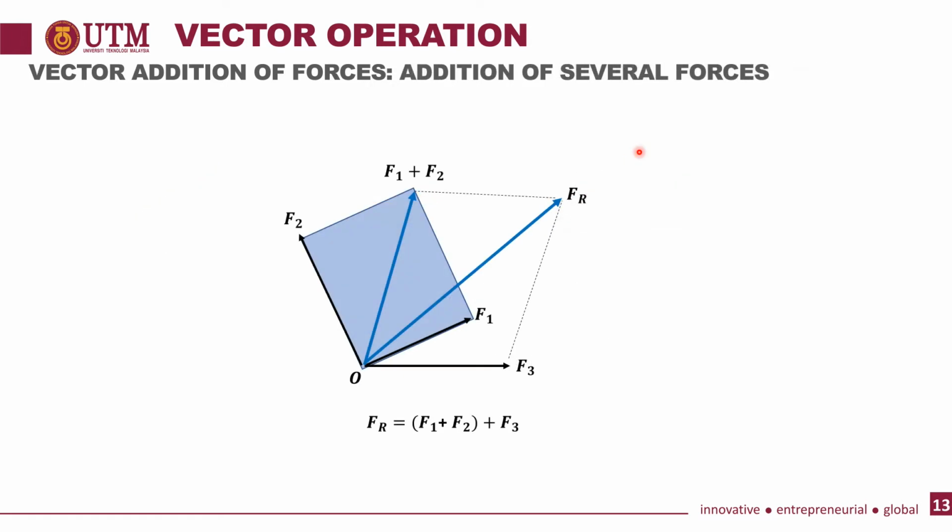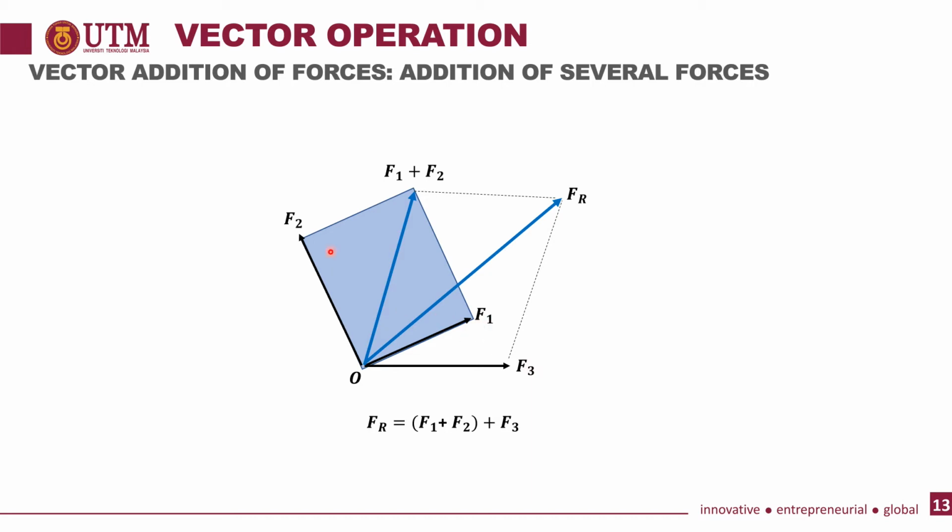Okay, next situation is the addition of several forces. What is the resultant force if you have multiple forces? In this situation, you have three forces: force 1, force 2, and force 3. What you should do is solve one by one. It means that you must do the addition of two forces first.